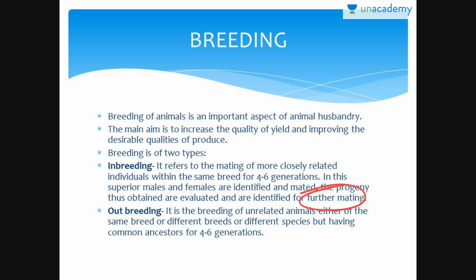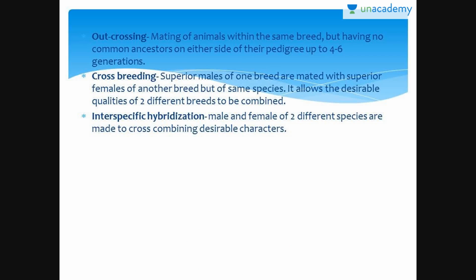Outbreeding is defined as the breeding of unrelated animals, either of the same breed or of different breed or different species but having common ancestors for 4 to 6 generations. Then outcrossing. Outcrossing would mean that there is mating of animals within the same breed but having no common ancestor on either side of the pedigree up to 4 to 6 generations. In crossbreeding, superior males of one breed are mated with superior females of another breed but of the same species. It also allows the desirable qualities of two different breeds to be combined together.